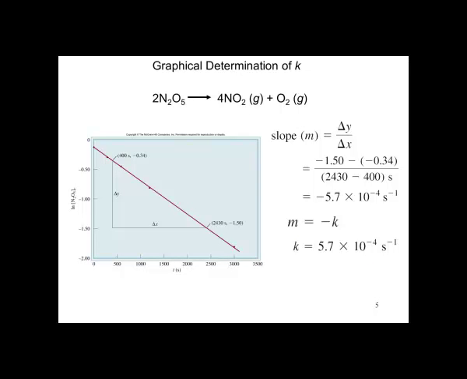You could also determine k graphically. If we plot the log of N2O5 at any time versus the time, we get that straight line. If we calculate the slope, we get the slope is equal to minus k. In this case, it's 5.7 times 10 to the minus 4 reciprocal seconds. k always has these strange units.